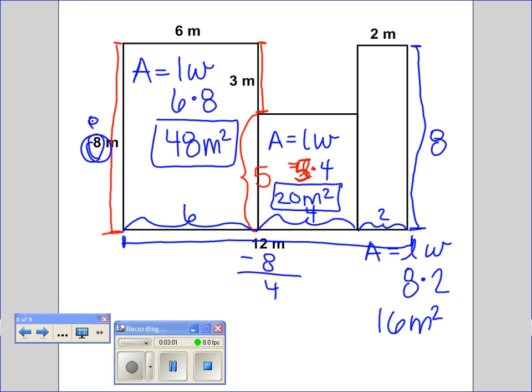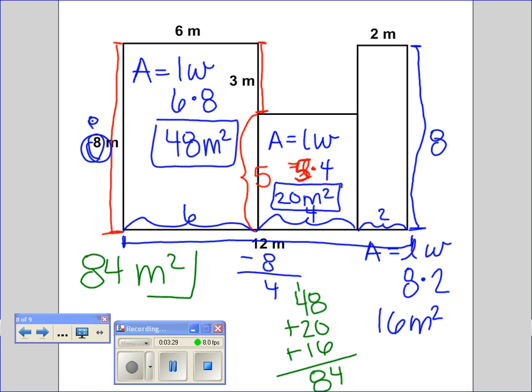Last thing we're going to do, since we know all the areas of all of the shapes split together, we are going to add them all up. When you add 48 plus 20 plus 16, 8 plus 6 is 14. 4 plus 1 is 5, plus 2 is 7, plus 1 is 8. You have 84 meters squared as the answer.